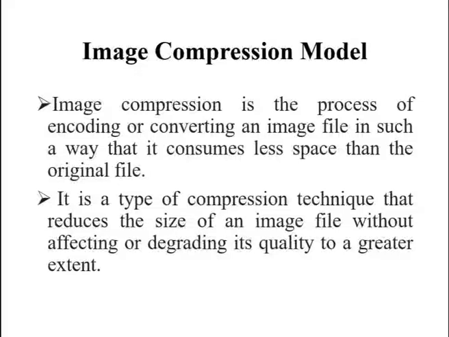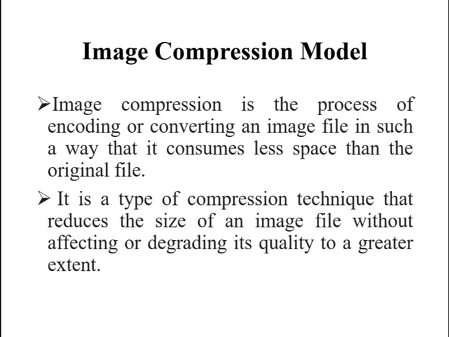In the image compression model, the input image f of x comma y is fed into the encoder, which creates a compressed representation of the input. The representation is stored for later use or transmitted for storage and use at a remote location. When the compressed representation is presented to its complementary decoder, a reconstructed output image f bar x comma y is generated.